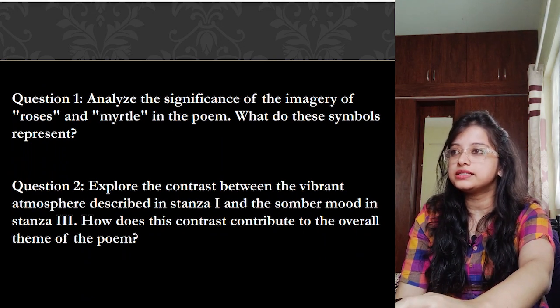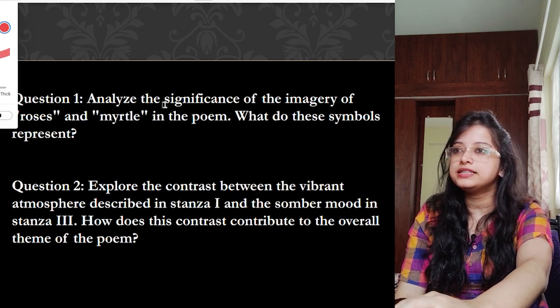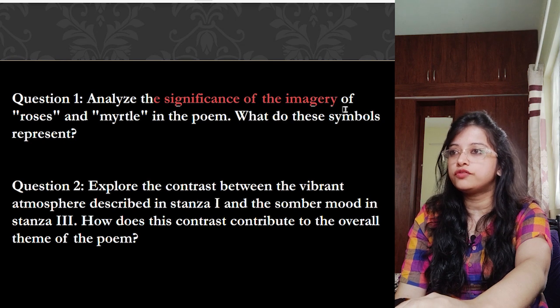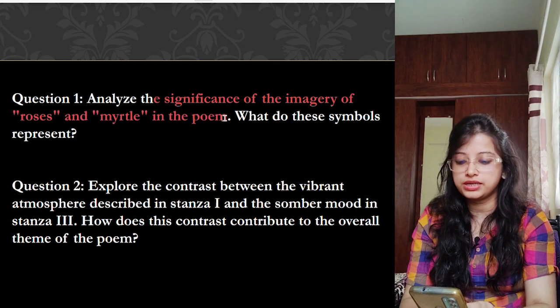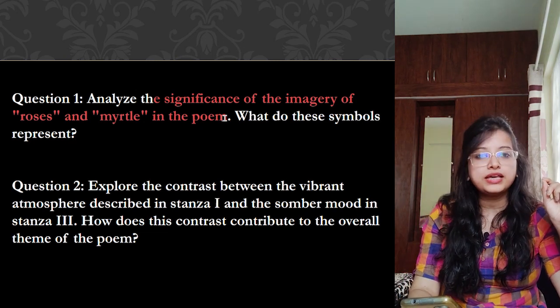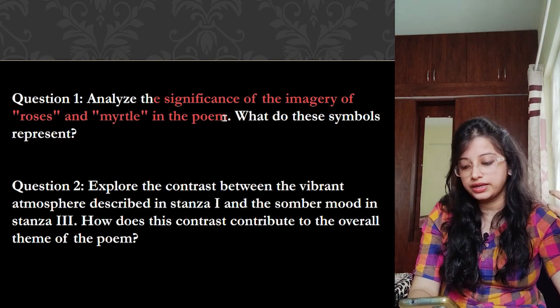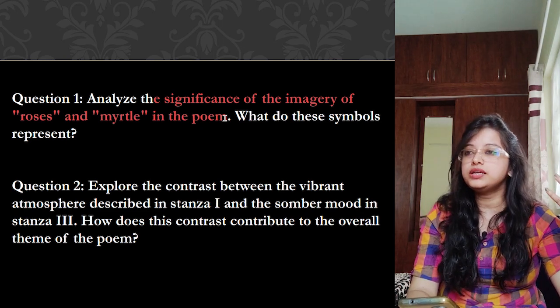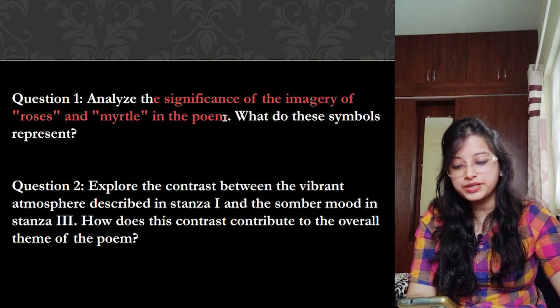Analyze the significance. I just change the ink of the pen. Yes, analyze the significance of the imagery of roses and myrtle in the poem. What is the significance of this imagery? So what can we write? The imagery of roses and myrtle, they symbolize what? They symbolize happiness, celebration, festivity, beauty, right? Then roses over here symbolize what? Separately, if you want to say, roses symbolize love and joy, happiness.